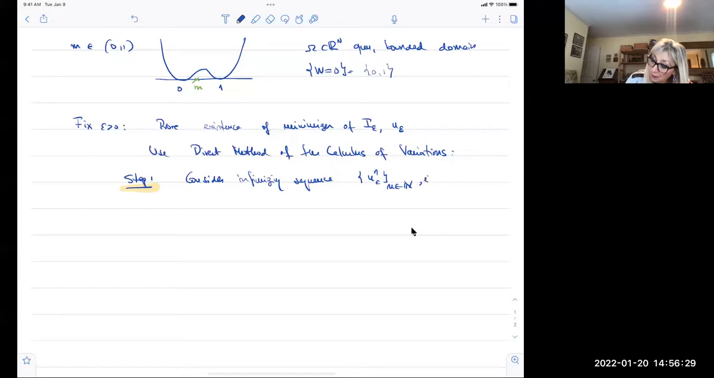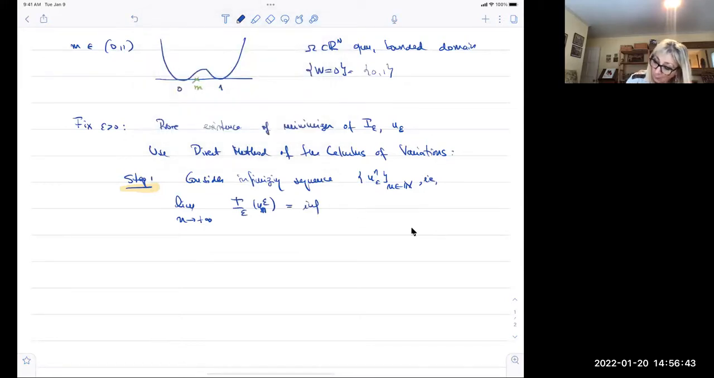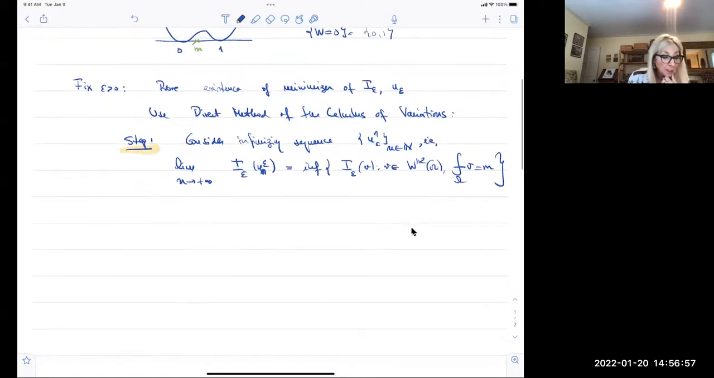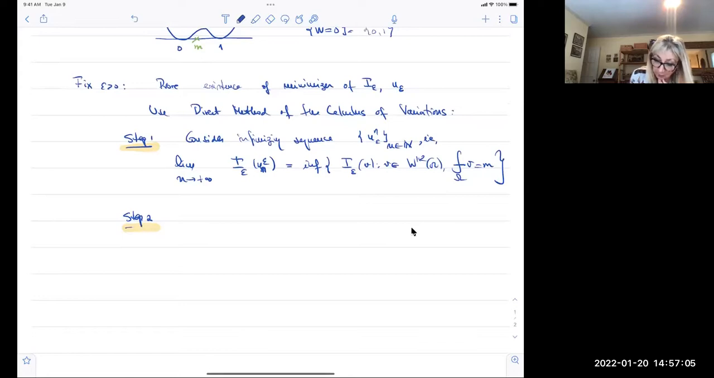In other words, if I take the limit as n goes to infinity of this energy I epsilon, what I get is the infimum of I epsilon of v, where v are in W^{1,2}, and the average of v is what it should be, which is that number m, which is fixed a priori. Then step 2, which is something we already did, was to prove compactness.